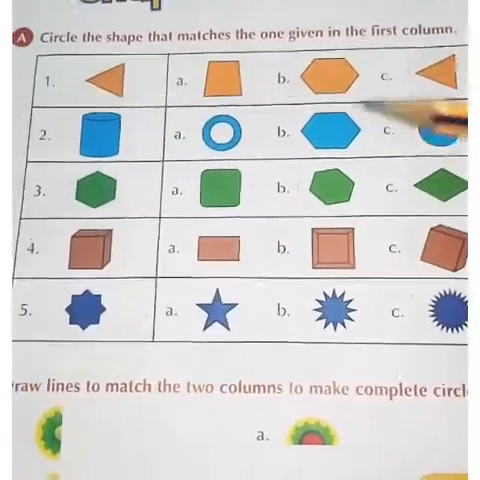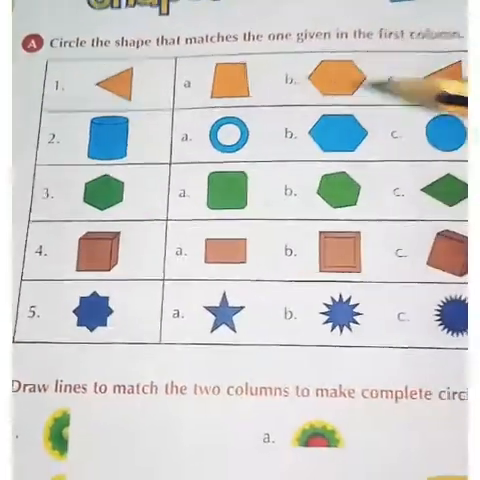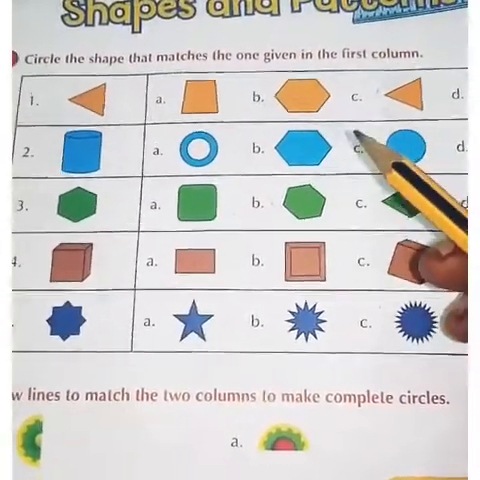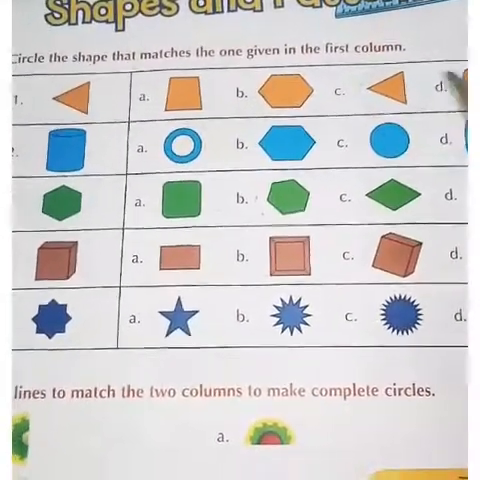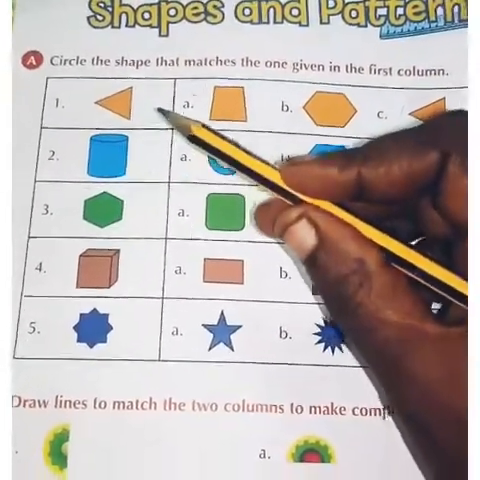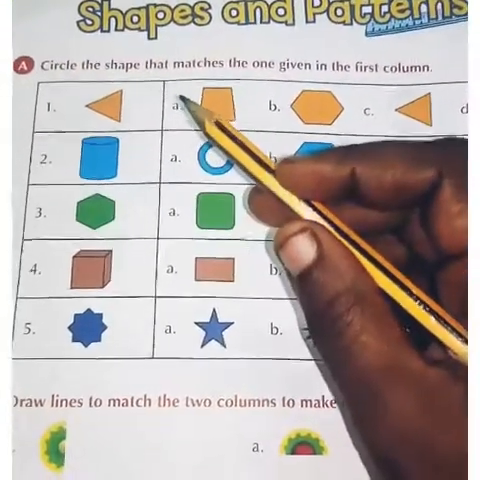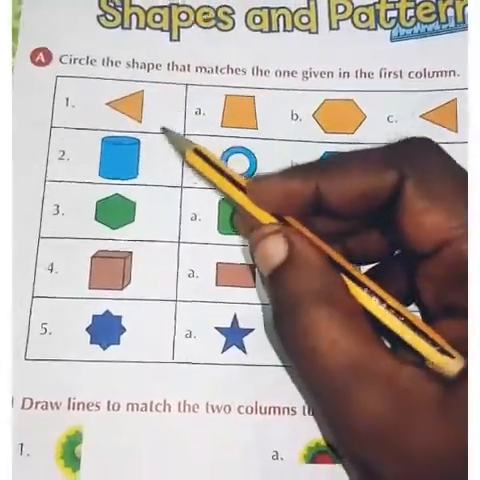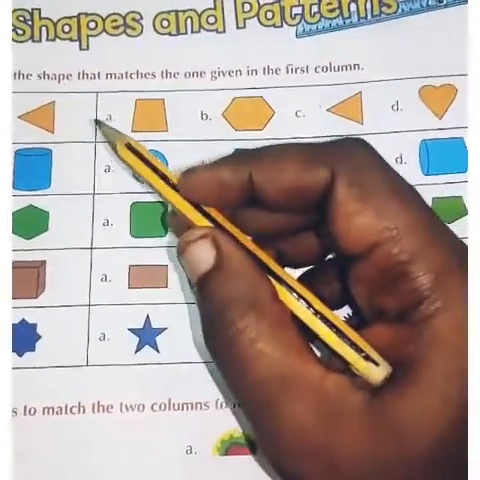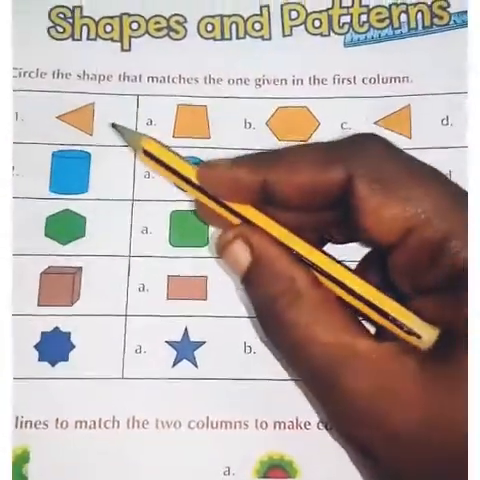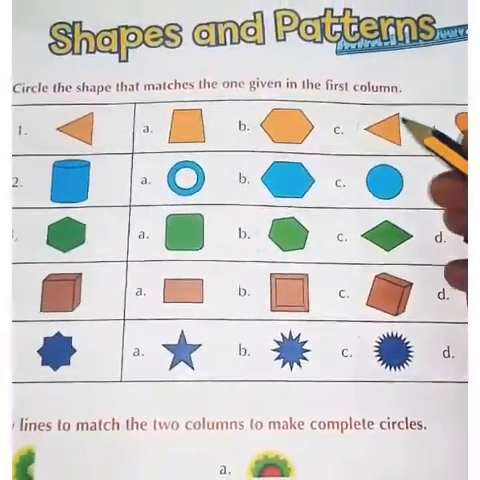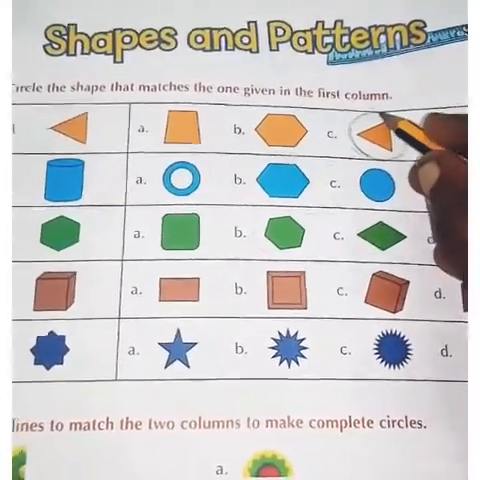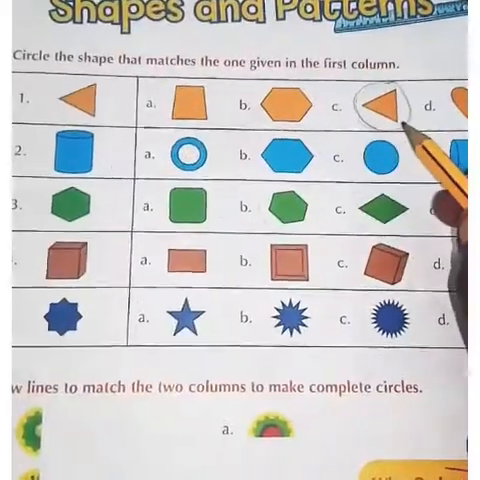Okay. See first here, what is this? This is a triangle. First you find the picture or diagram that matches this picture. Here one triangle is here. So you match the picture with this triangle. So what's the answer? So this is the answer, isn't it? This picture and this picture match.